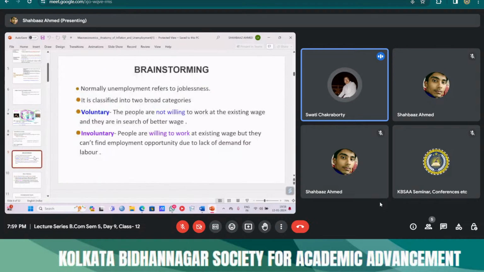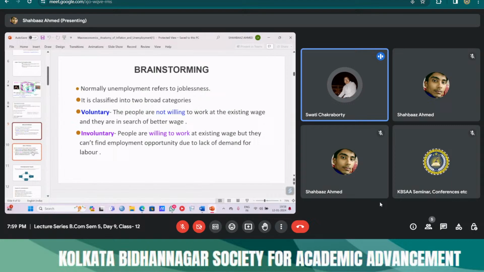Okay. Can we go to the next slide, please? Okay, yeah. Normally when we talk of unemployment, we refer to people who are without any job. And unemployment can be of two types: one is voluntary, the other is involuntary. Voluntary are people who are not willing to work at the existing wage rate, and they are in search of a better wage. That is voluntary, that you purposely don't want to work. It's your decision. Involuntary is people who are willing to work at the existing wage rate, but they can't find employment opportunity due to lack of demand for labor.